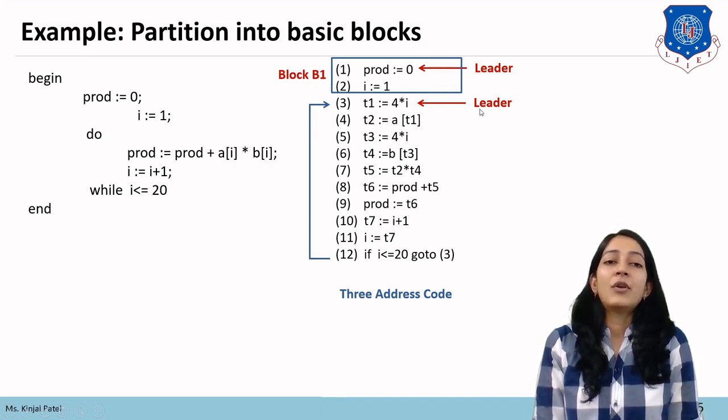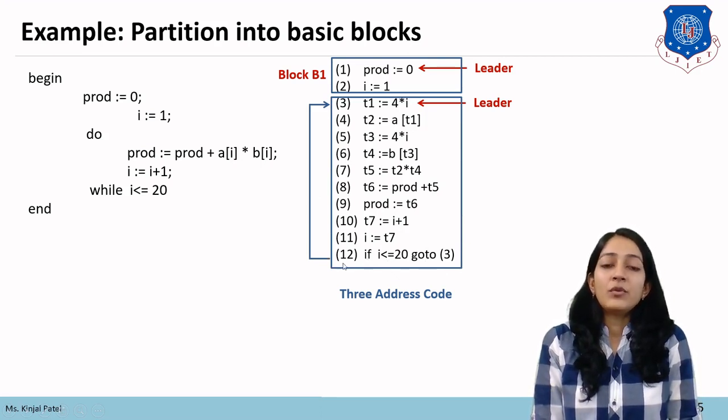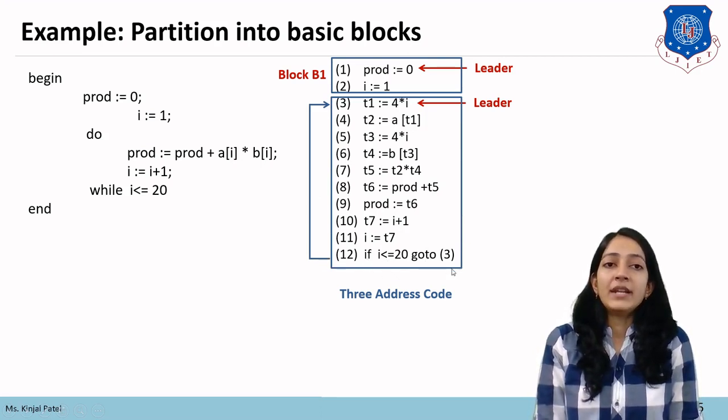Now start from the leader and form another block until the next leader comes. Here there is no leader until statement 12, so statements 3 to 12 become basic block 2. We define this block as B2. So we have converted the three address code into two basic blocks, B1 and B2.